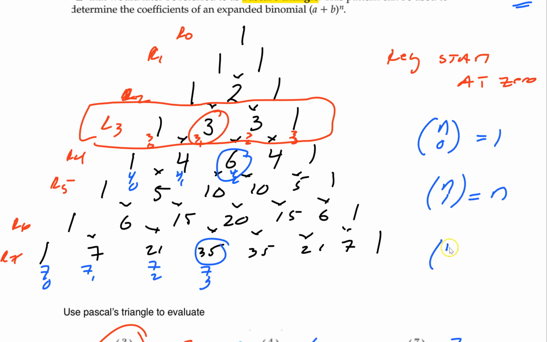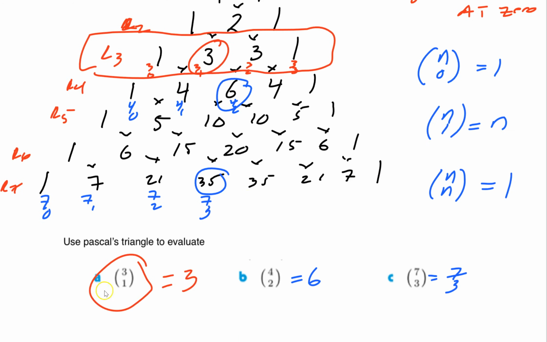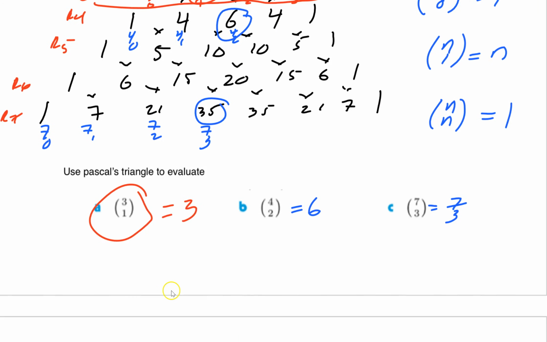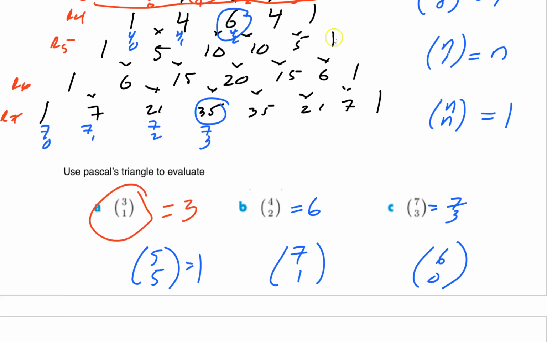And likewise, if you ever see n over n, well, that's just the last value in the row. So that's also just 1. So there's some little shortcuts, so that you can know, oh, 3 over 1 automatically makes 3. If I gave you, let's say for example, 5 over 5, 7 over 1, 6 over 0, right? 5 over 5, oh, they're the same, automatically 1 because it's the last value in the row. 7 over 1 is always the top number. And then anytime you're over 0, it's just like the last one. It's automatically 1. So there are some shortcuts.